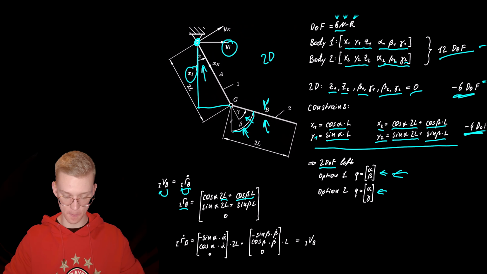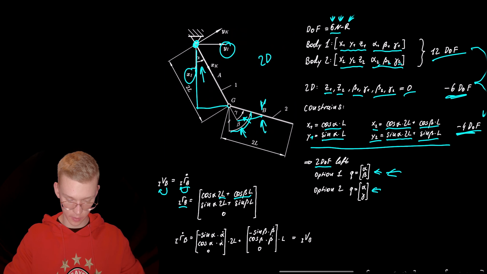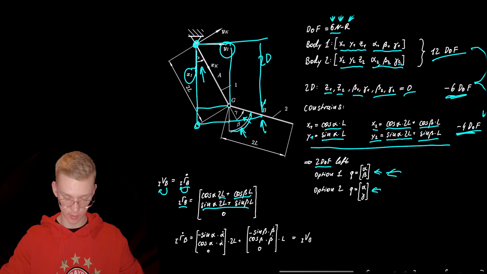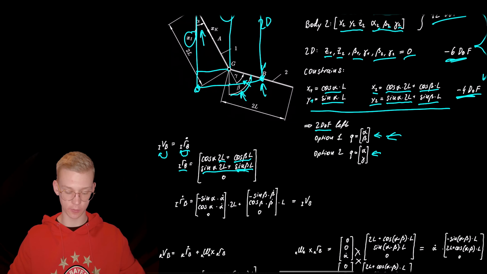So cosine beta plus times L. So we are here. And we do the same thing for y. We have sine 2L, that's right there, and then plus sine beta L. So right there. And we get our position. Now we just have to derive it once in time.